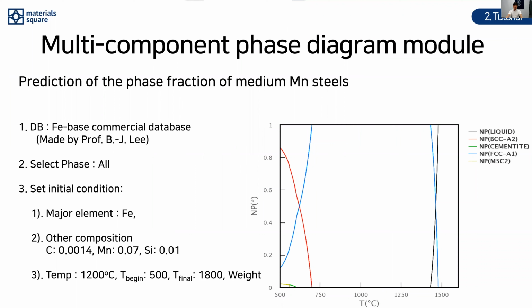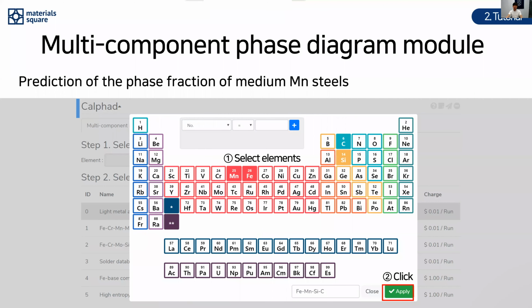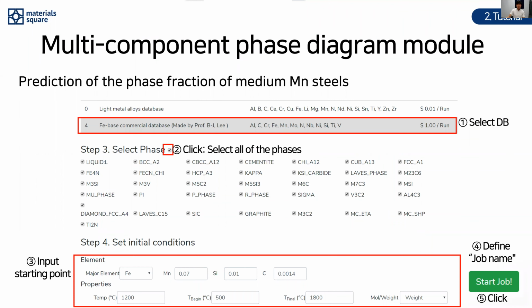Let's practice this module one more time. We will get the multi-component phase diagram of medium manganese steels. Please prepare the multi-component phase diagram modules. This page, same. Please click this part and select 4 types of atoms: iron, manganese, silicon, and carbon. If you select the atoms, please click this one. Then please select the following database and click this one to select all phases.